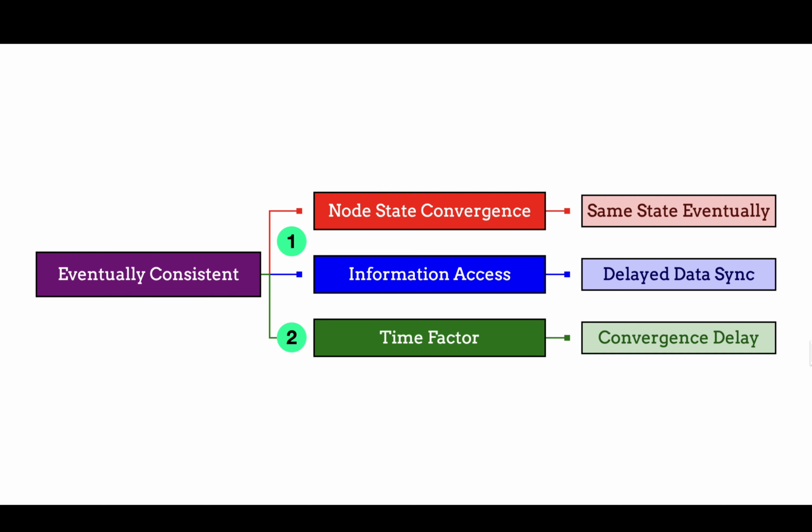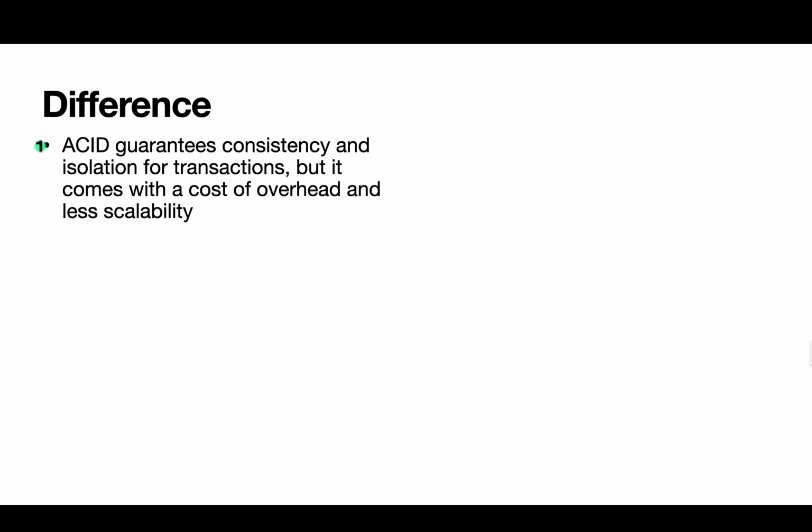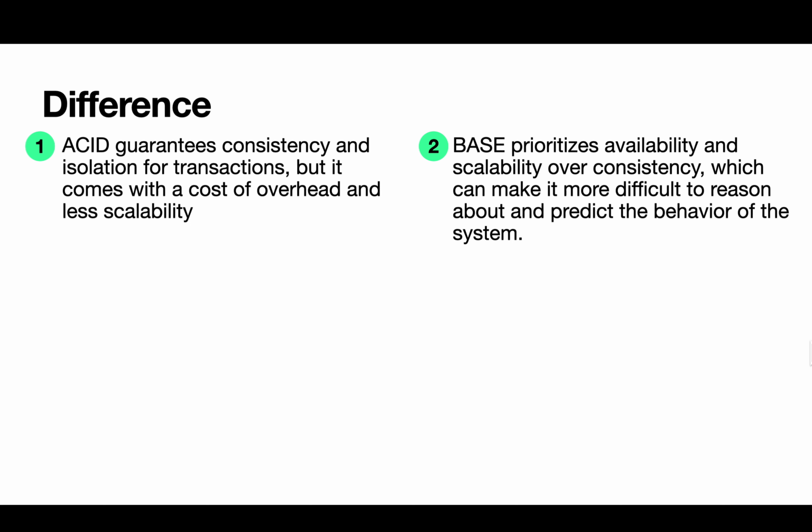Difference. One, ACID guarantees consistency and isolation for transactions, but it comes with a cost of overhead and less scalability. Two, BASE prioritizes availability and scalability over consistency, which can make it more difficult to reason about and predict the behavior of the system.